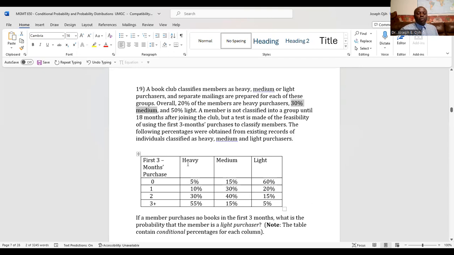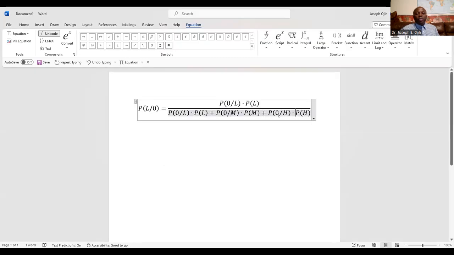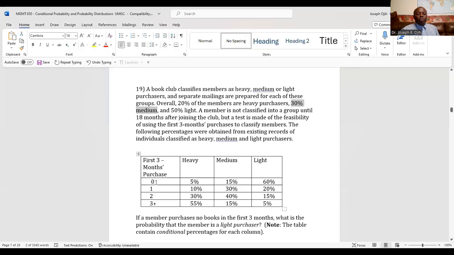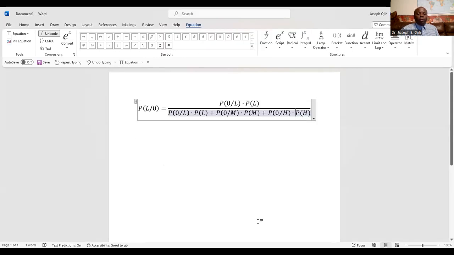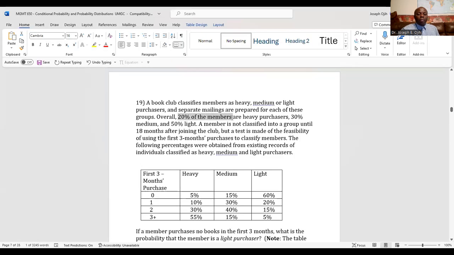Now, for the last one, which is the heavy purchasers, as you can see from the formula here, we have the probability of zero given heavy. You can get that from the table here: no purchase given that it is heavy. It's right here, 5%, so 0.05 times the probability of heavy purchasers, which is given in the body of the question as overall 20% of members are heavy purchasers. So it's 0.20.